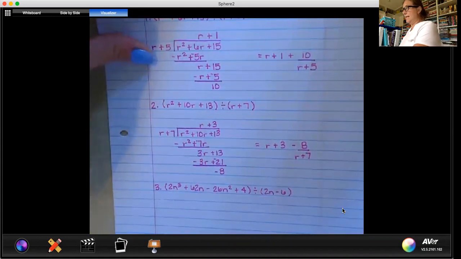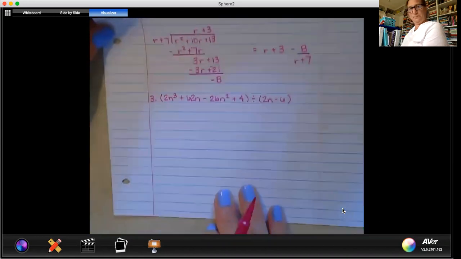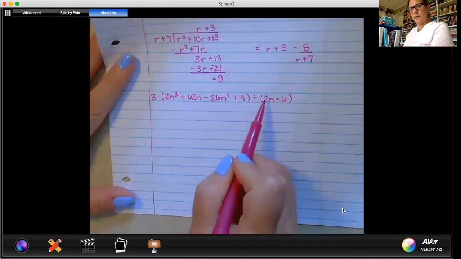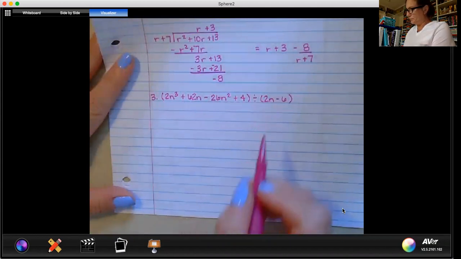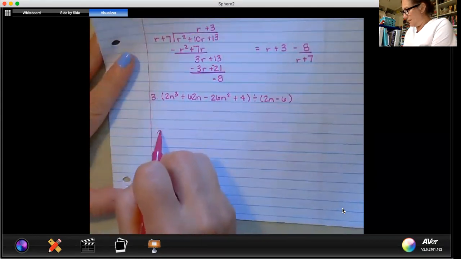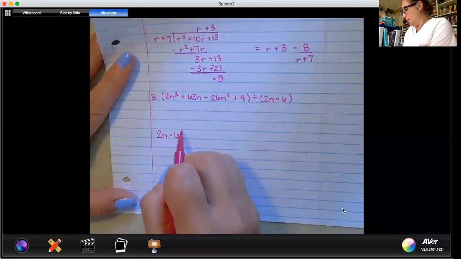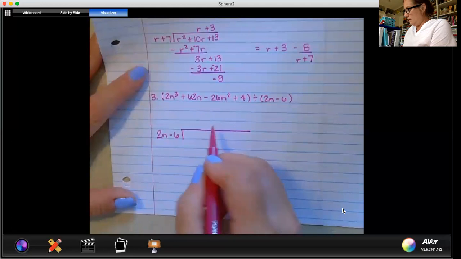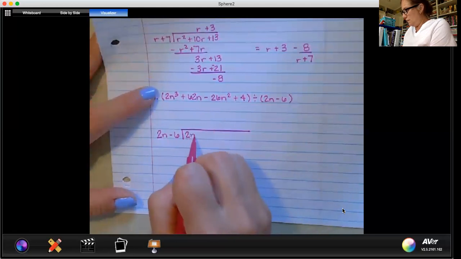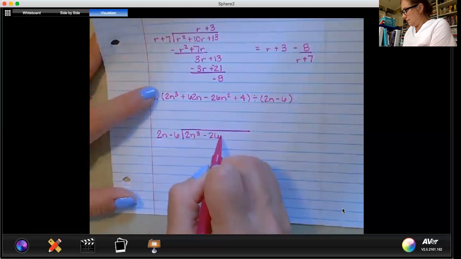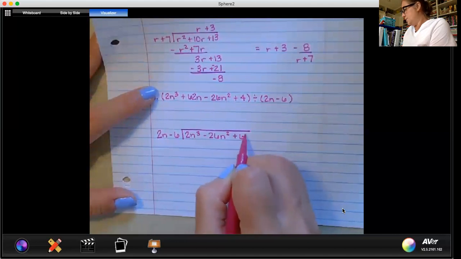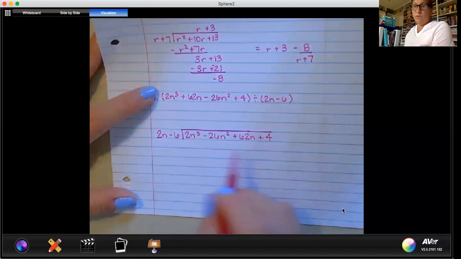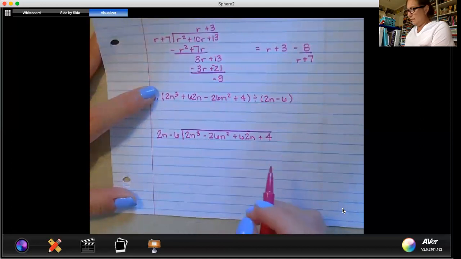Now we're going to look at this last one together. And you should notice that this is not in standard form. You should also notice there's a coefficient of n. So the 2n minus 6 is going to go here on the outside as always. But we need to put it in standard form when we put it underneath the division bar. So 2n cubed minus 26n squared plus 62n plus 4. It won't take you long to figure out, if you don't do that, that you've made a mistake.